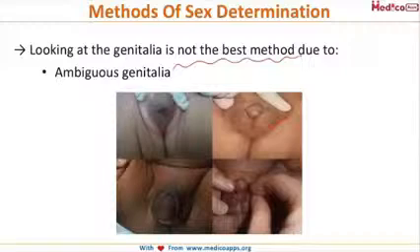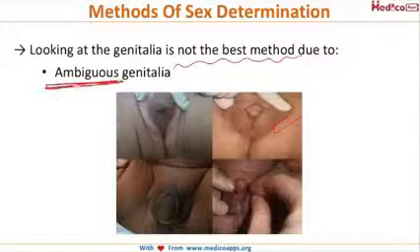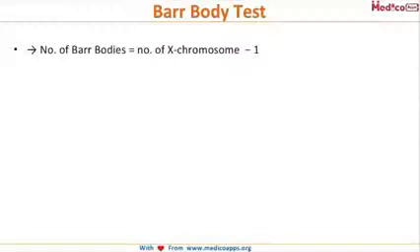They are called ambiguous genitalia, and we'll discuss this later on. Now, the third method of sex determination is looking at the Barr bodies. The concept I would like to give you here is, what is a Barr body? These are the inactivated X chromosomes.